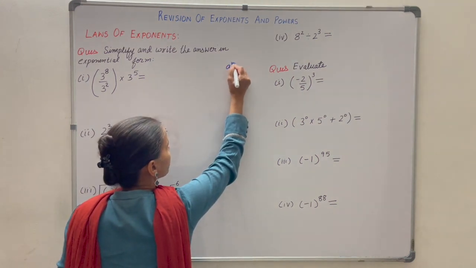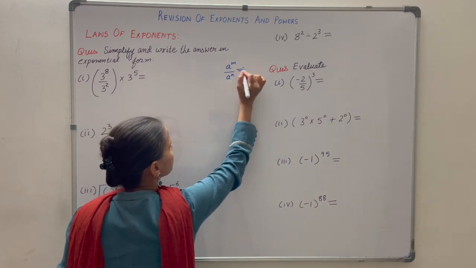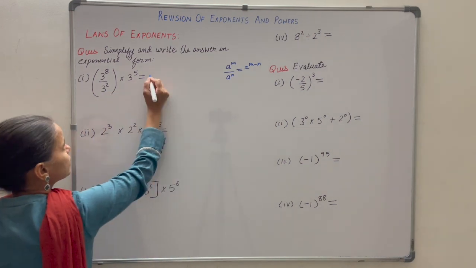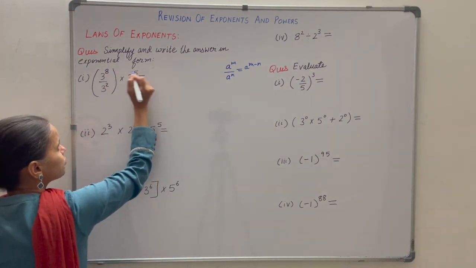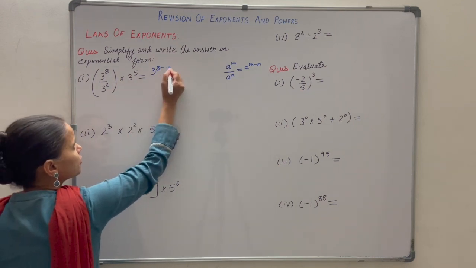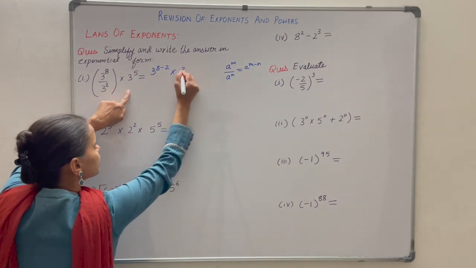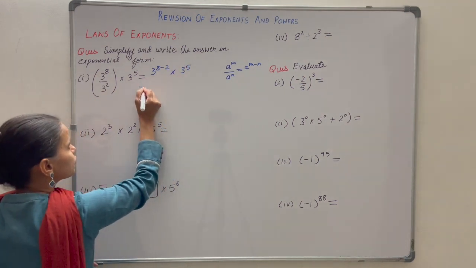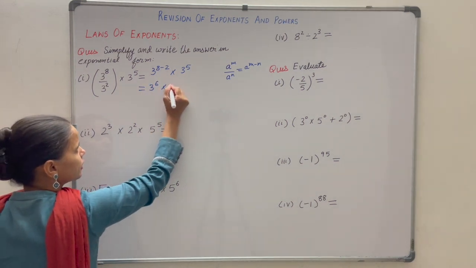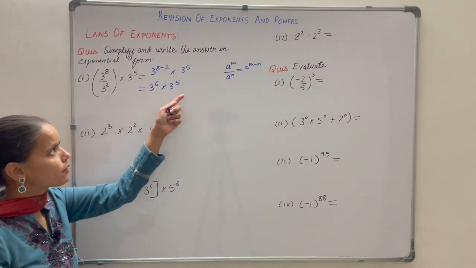a raised to power m upon a raised to power n is equal to a raised to the power m minus n. So here inside the bracket it is 3 raised to power 8. As per this rule it will be minus 2. 3 raised to power 8 minus 2 into 3 raised to the power 5. So 3 raised to power 8 minus 2, here you will get 3 raised to power 6 into 3 raised to power 5. Now the bases are same, powers are different.